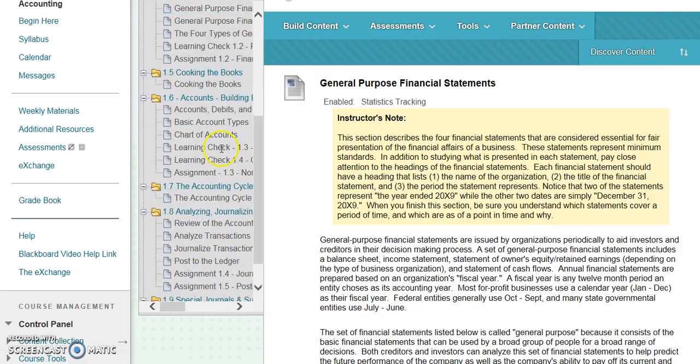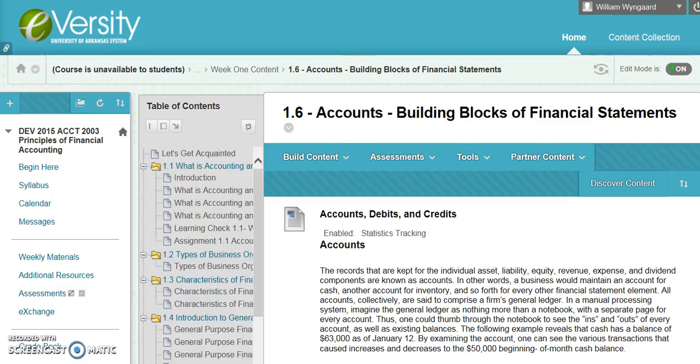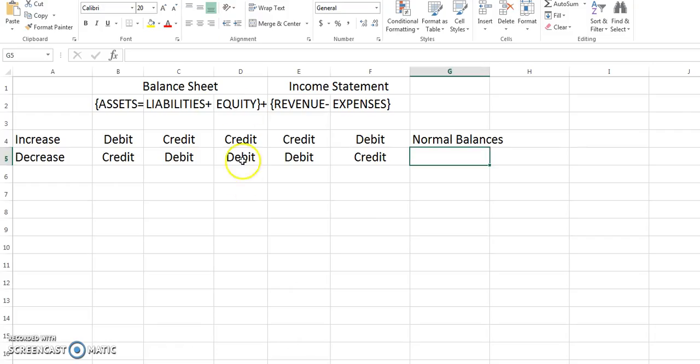1.6, this is talking about accounts. Let me click on that for us. So take a look at this little spreadsheet that I put together. Right here in the middle is your accounting equation. Assets equal liabilities plus equity plus revenue minus expense. Now I put the first three in brackets because those are your balance sheet, which we just discussed. The second two, revenues minus expenses, that's your income statement. But what these five items are, are account groups. They're the five major account groups.